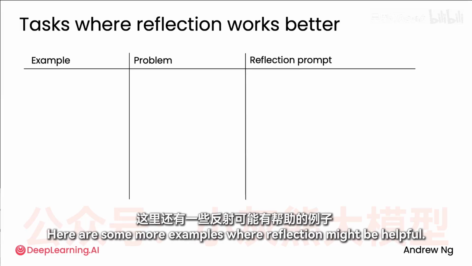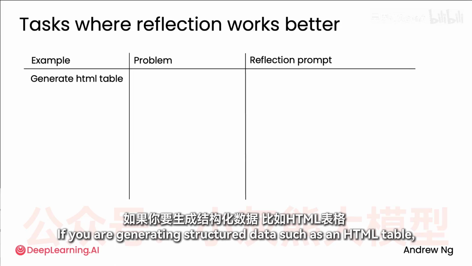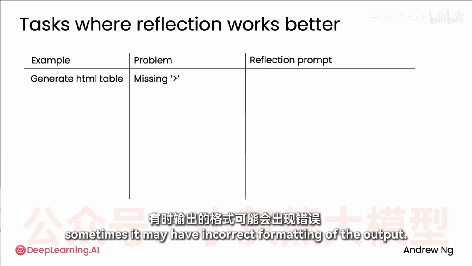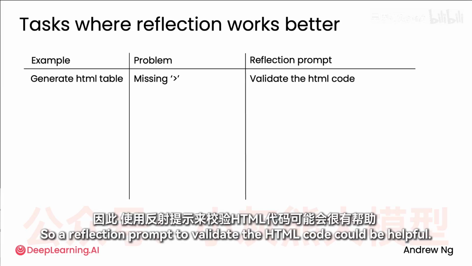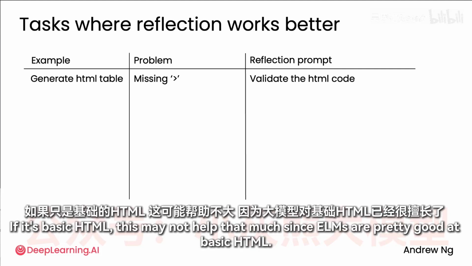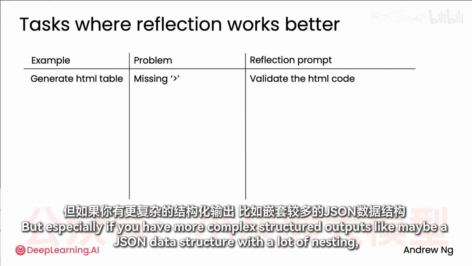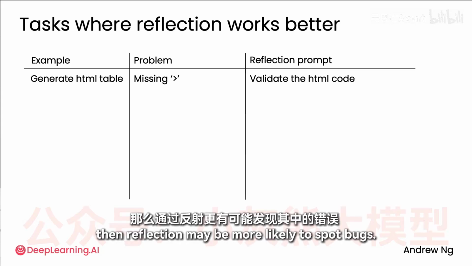Here are some more examples where reflection might be helpful. If you are generating structured data, such as an HTML table, sometimes it may have incorrect formatting of the output. So a reflection prompt to validate the HTML code could be helpful. If it's basic HTML, this may not help that much since LMs are pretty good at basic HTML, but especially if you have more complex structured outputs, like maybe a JSON data structure with a lot of nesting, then reflection may be more likely to spot bugs.